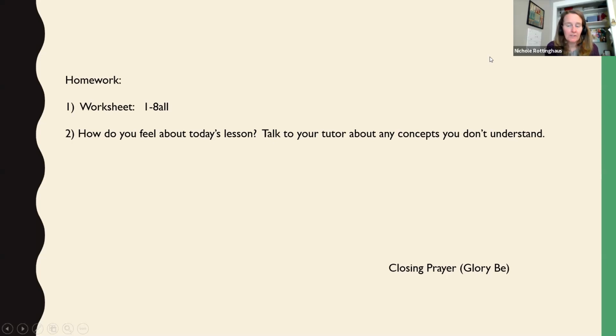So your homework assignment is a worksheet where you're doing exactly this. You're given the radius or the diameter of a circle and you need to find the circumference. So complete all 8 problems on the worksheet. Think about how you feel about today's lesson. Be sure and talk to your tutor if you've got any questions. And then we'll see you back here tomorrow.